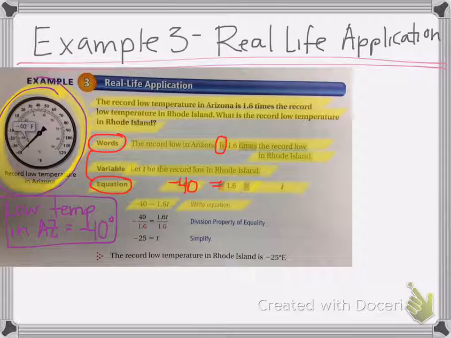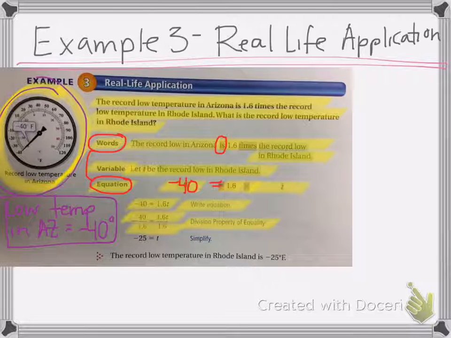Well, we're going to do the inverse operation. Multiplication is going on, so we are going to divide. So that's why we divided by 1.6. Notice that the sign is the same. Negative 40 equals 1.6T, so we divided by 1.6. That's going to cancel, but whatever we do to the one side, we have to do to the other. We started here, and we have to do it to that side too. Okay? And again, my friends, that's the division property of equality.